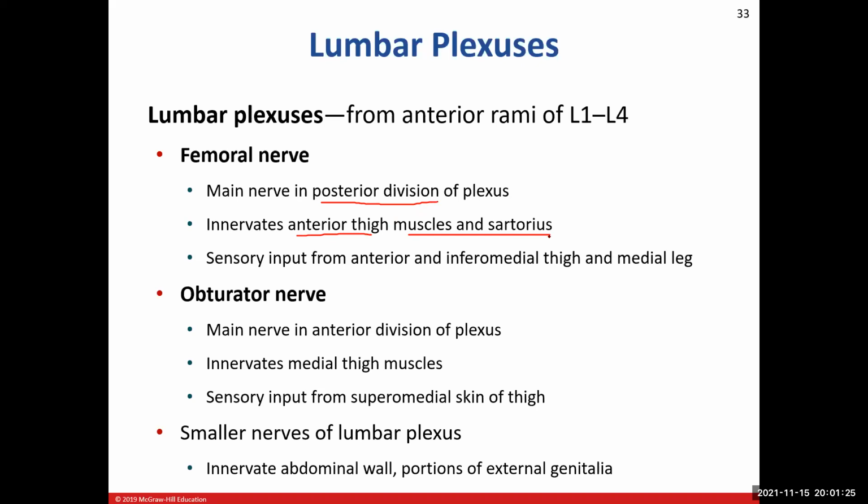The sensory input for the femoral nerve is going to be again on the front of your thigh, but also on the inside, but the inferior portion of the inside of your thigh, and also on the medial portion of your leg, the inside of the leg there. Obturator nerve is another nerve that comes off of our plexus. It comes off of the anterior division of the plexus. So it's going to innervate your abductors, or the medial thigh muscles here. Sensory input comes, all right, into the inside of your thigh, but in the superior portion.